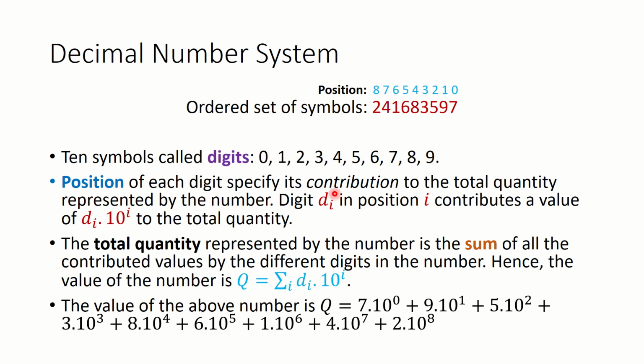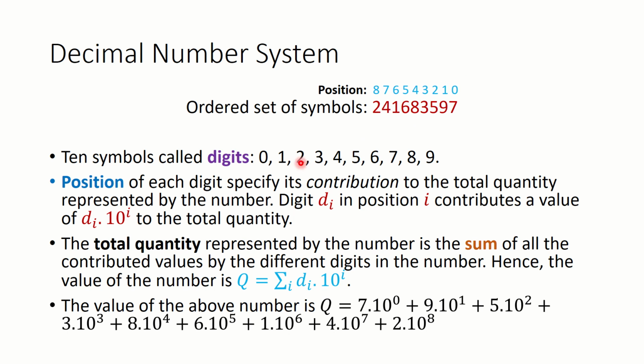And that contribution is basically, in the decimal number system, di times 10 to the power of i, where di is the digit at position i. So di can be anything from 0 to 9 and it can be placed in any position. This is a 9 digit number, starting from position 0 and ending at position 8.